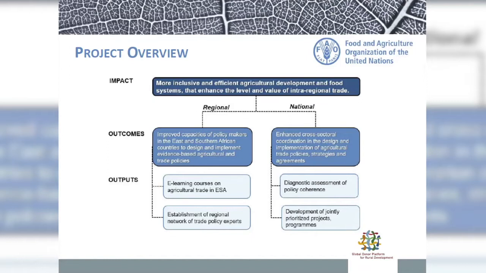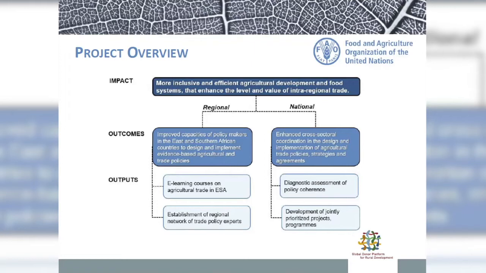Through this project, we focus on three priority countries for FAO, for this Strategic Program 4, which were Mozambique, Tanzania, and Zambia. And after doing a diagnostic assessment of policy coherence, of where we stand on policy making processes, the idea was to develop jointly through a consultative process in the country. The diagnostic assessment was also a consultative process, done with the participation and actually the ownership of the countries, to develop jointly prioritized projects and programs. Ishrat will give a few more details later on that.